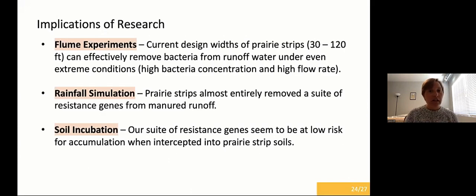And then with the rainfall simulation, prairie strips were again shown to be extremely effective at removing AMR contaminants from run-on flows, but this time in kind of an actual field setting. And then finally, from our soil incubation, we saw that as prairie strips are removing AMR contaminants from run-on flows, it looks as if the intercepting prairie strip soils are also fairly effective at clearing those contaminants, and so their risk for accumulation may actually be quite low. And so just all in all, our research keeps showing that prairie strips do seem to be a well-suited management practice for reducing the transport of AMR contaminants within agroecosystems.